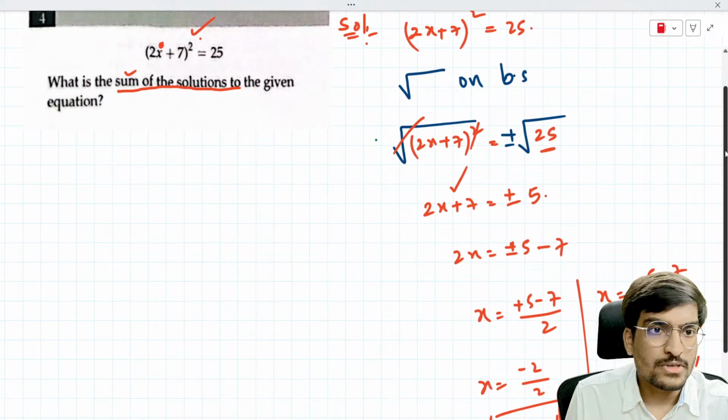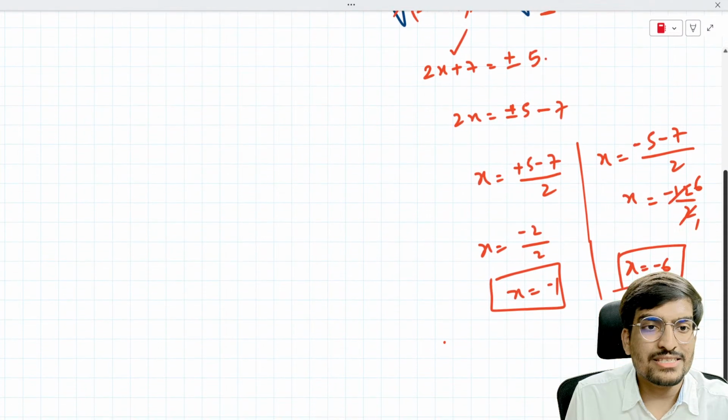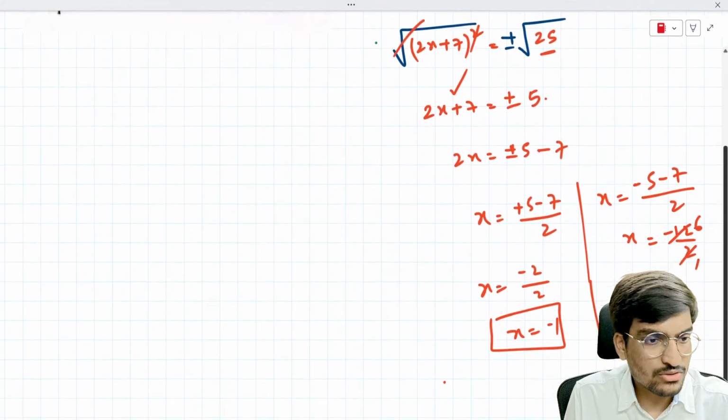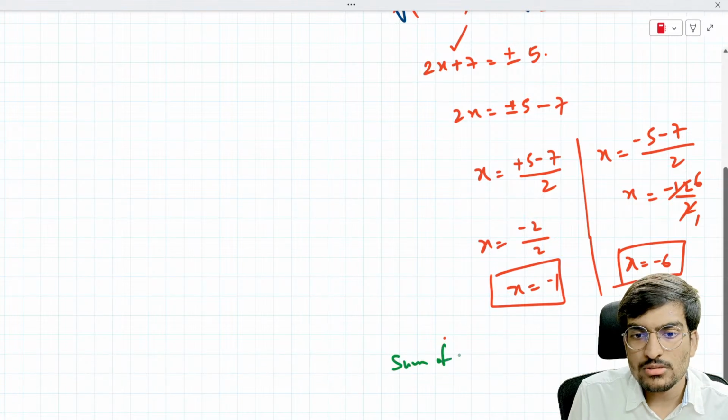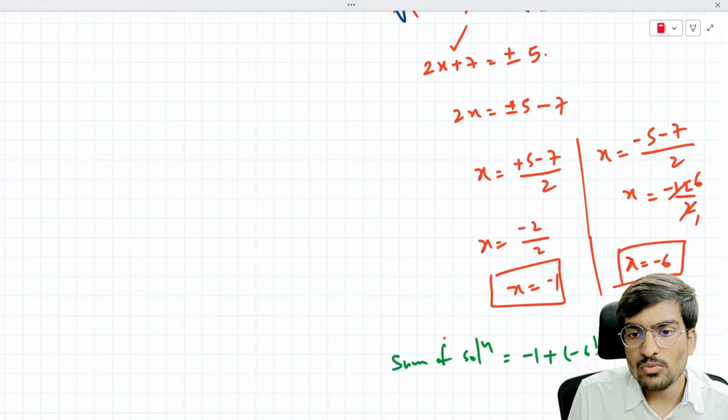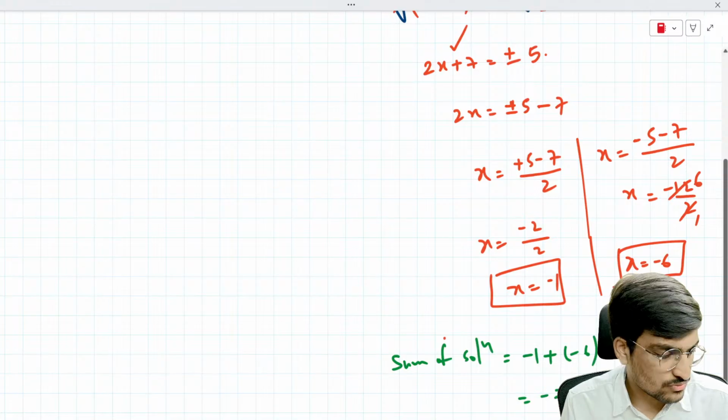So they are asking the sum of the solutions. I can see Saidu Rahman said negative 7, and let's see, is it true? So what values did we get? Sum of the solutions equals negative 1 plus negative 6, that equals negative 7. Yeah, it is negative 7.